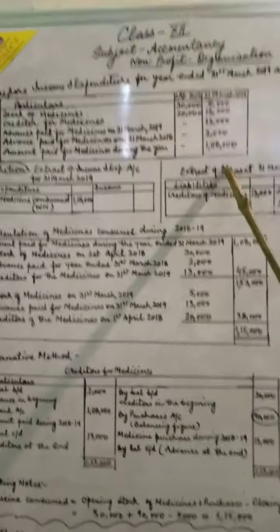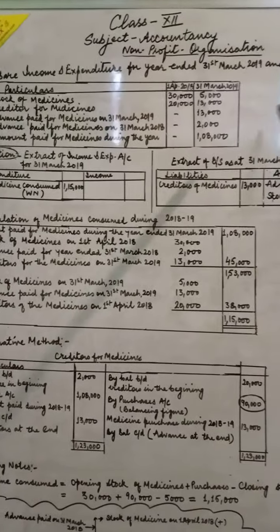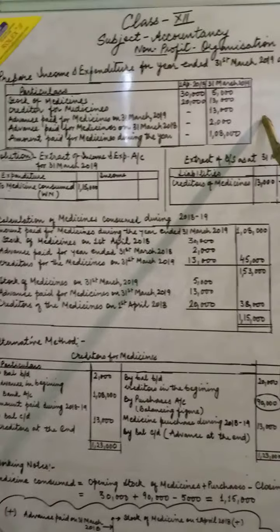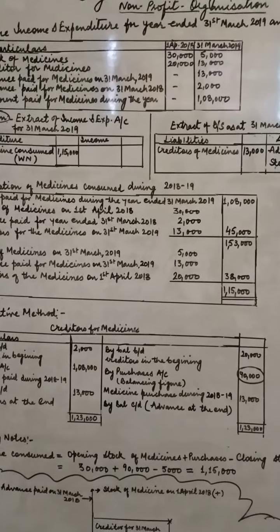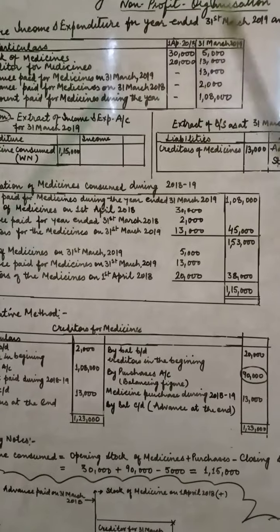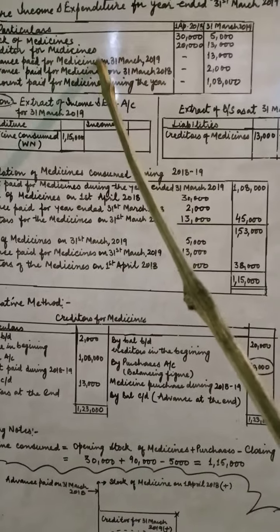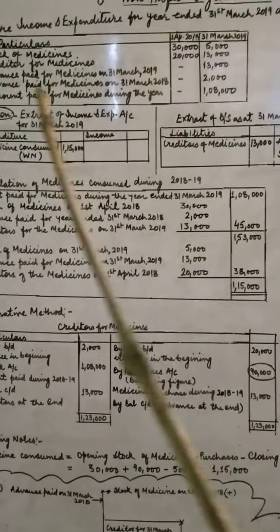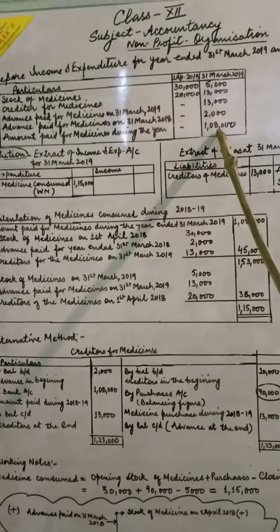Now, this is the question. Before starting the question, you have to be very clear about what things are given in this example. The stock of the medicine of the current and the previous year is given. The creditor for the medicines of current and previous years are given. Advances of the 2 years are also given, and the amount paid for medicine during the year is given.